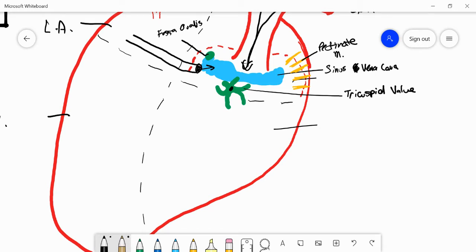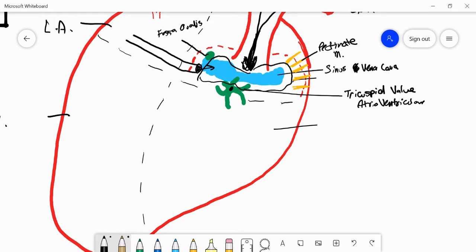Okay, this tricuspid valve is known as an atrioventricular valve because it's separating, or the passageway between the atrium and the ventricle. So the blood is going to enter into the sinus from the vena cava. The sinus is the collection point before the blood really enters into the entire atrium of the heart, which is basically this whole region.